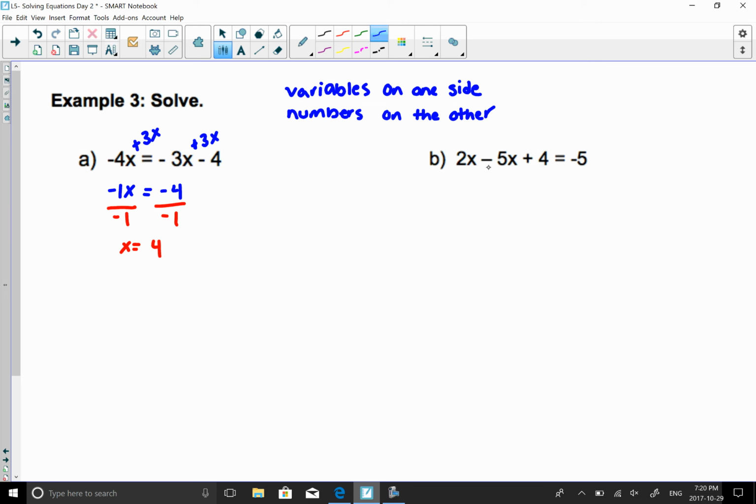Here we have two variables and a number here. Before I go on, let's just simplify the like terms because I can do 2x minus 5x. That's negative 3x. Now I remember I want my variables on one side, the numbers on the other. So I'm going to subtract 4 from it, makes it 0 there, and subtract 4 on the other side. This leaves me negative 3x equals negative 9. And lastly, I still want to know x by itself, so I divide both sides by negative 3, and x is equal to 3.